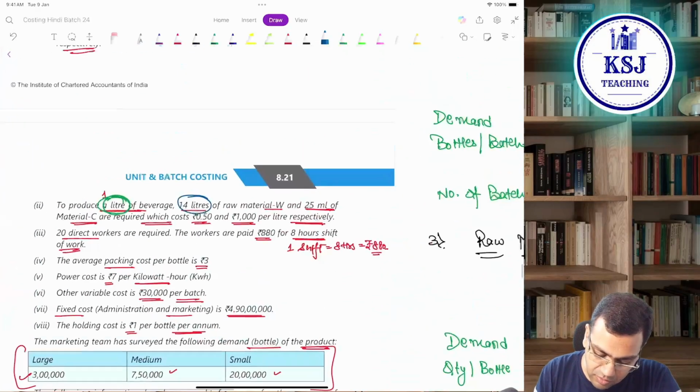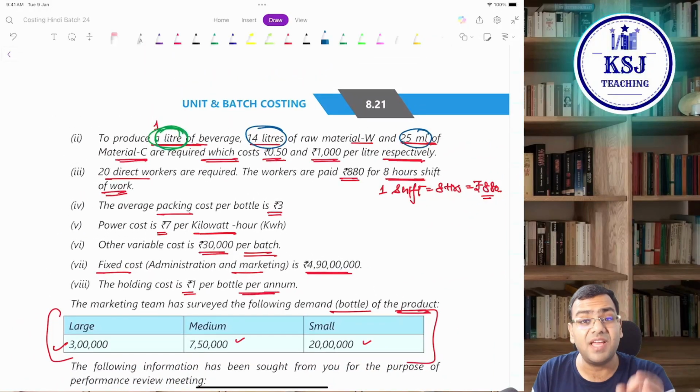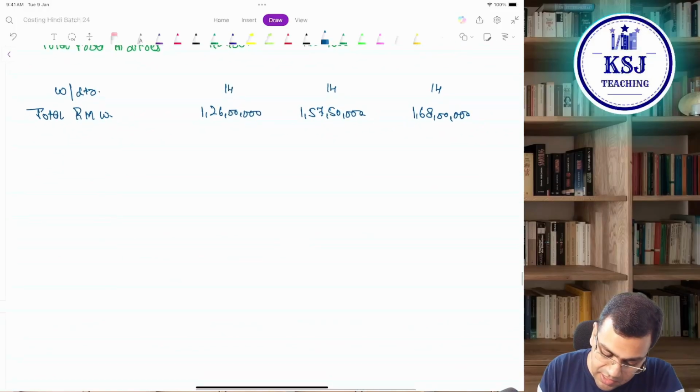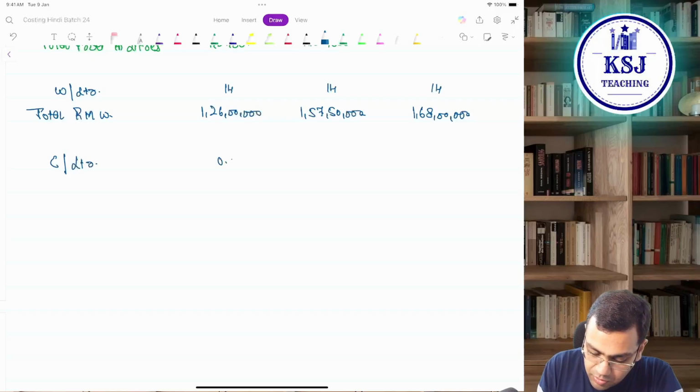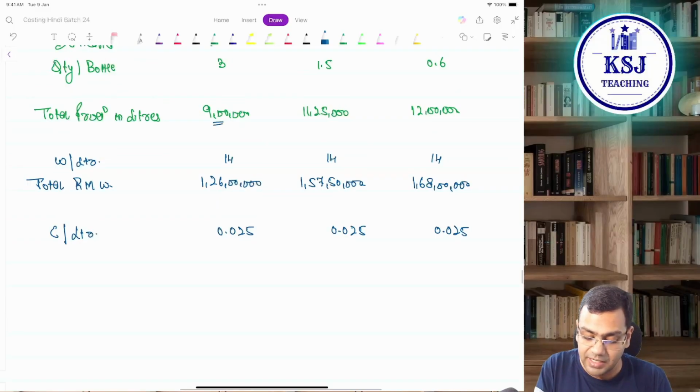Similarly, we can calculate for the raw material C also. Right, for every 1 liter what is required is 25 ml. That will be 0.025 liter. So raw material C required per liter is 0.025, because 25 ml means 25 divided by 1000 is 0.025 liters, because we are going to multiply it with the quantity in the liters. So this quantity should also be in liters, right?